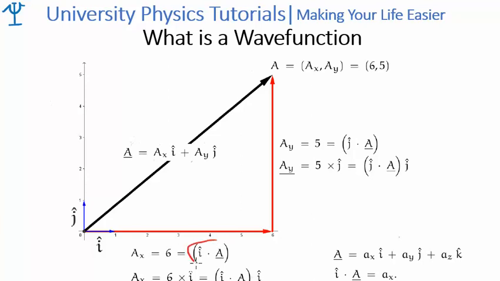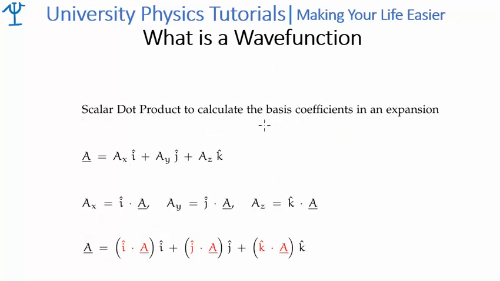So, i hat dot A is going to give you a sub x, and j hat dot A is going to give you a sub y. And this means we can re-express our arbitrary vector in 2D or 3D space as so. And this is very important to understanding what a wave function is.